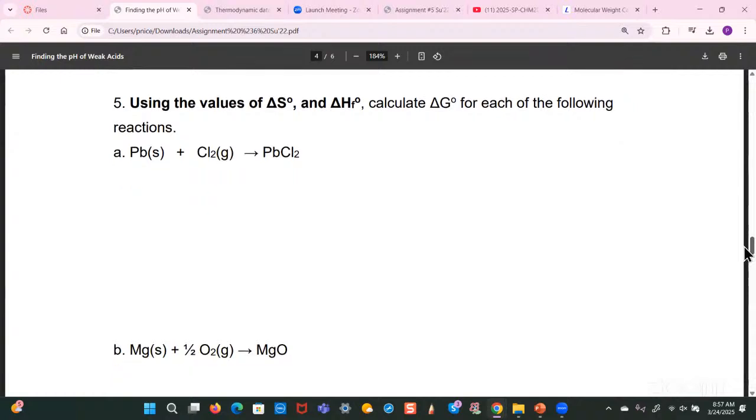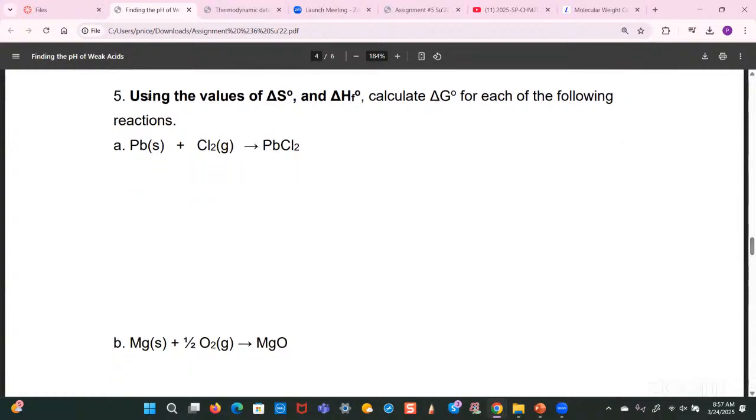Okay, so question 5A says, using the values of delta S and the enthalpy of formation, calculate delta G for each of the following. Now, in this case, they're not asking you to calculate delta G directly from the delta G values in the table. They're saying using delta S and delta H standard, right? So you'd use a table, but you're going to use these values here, right? So the first thing we need to do is calculate the value of delta S.